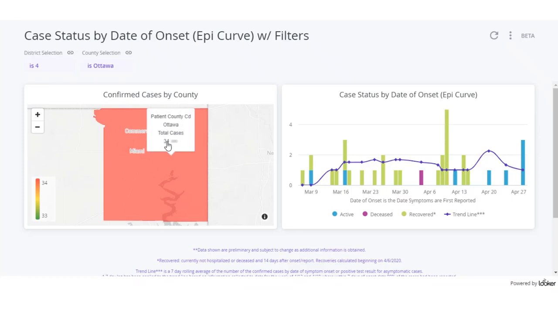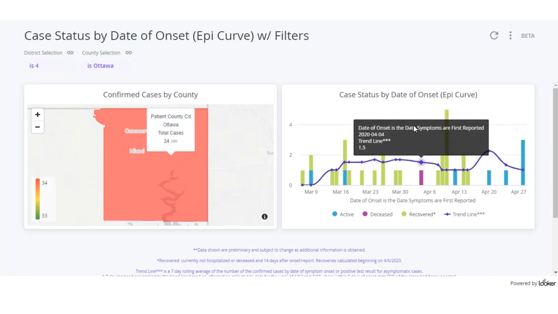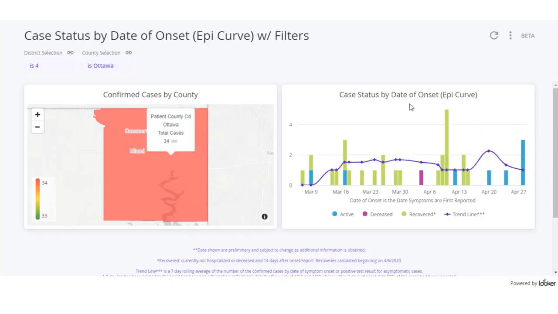You'll notice that for Ottawa County, there was a total of 34 cases. Looking at the figure over on the right, this gives us the case status by date of onset. It is the epi curve, or that same indication day by day of the number of individuals who are active, deceased, or recovered by the date of the onset of their symptoms. This visual description is intended to mirror that which is provided on a statewide basis on the COVID landing page. But here you're able to see for a particular county the historical data as well as the trend line for cases only that reside within that county.